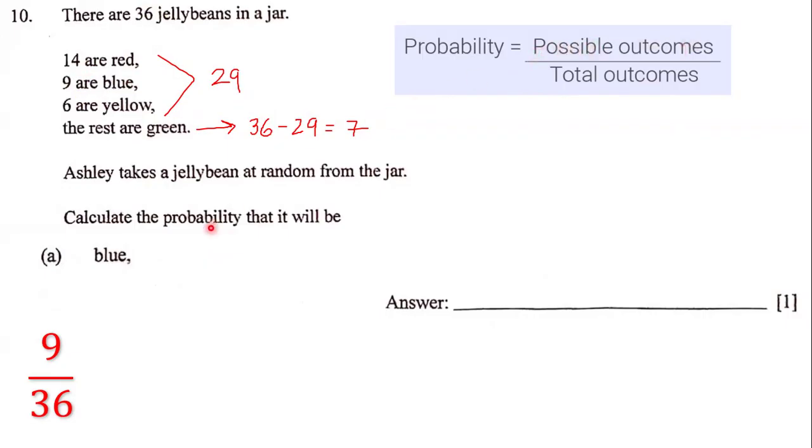How many blue jelly beans do we have? Well, we have 9 blue. It says right there that there are 9 blue. So that means that the probability that it will be blue is going to be 9 over 36. So we're going to simplify this. We divide top and bottom by 9. 9 divided by 9 is 1, and 36 divided by 9 is 4. And so the probability that it will be blue is 1 over 4.